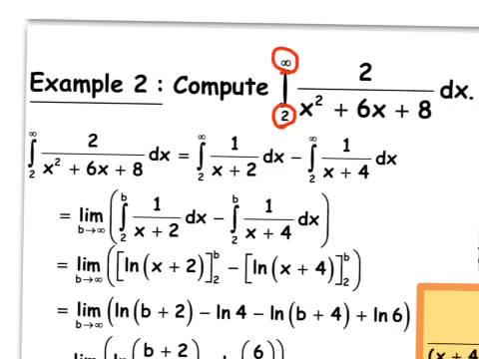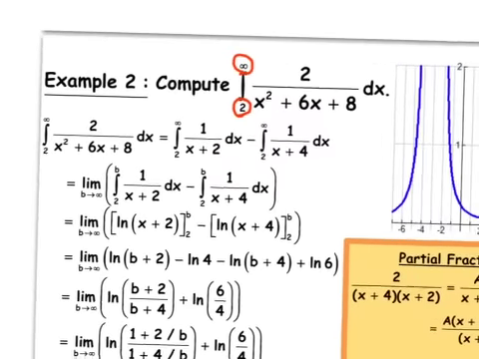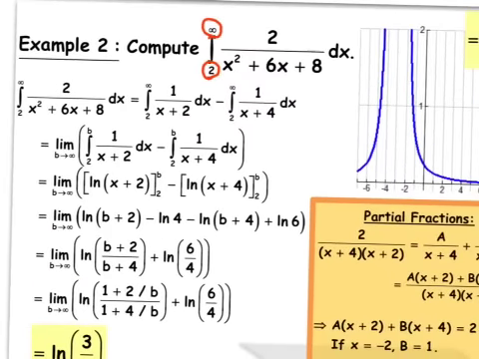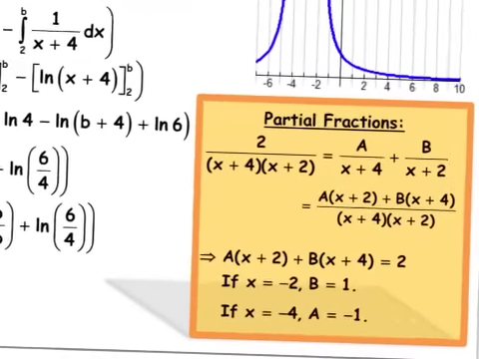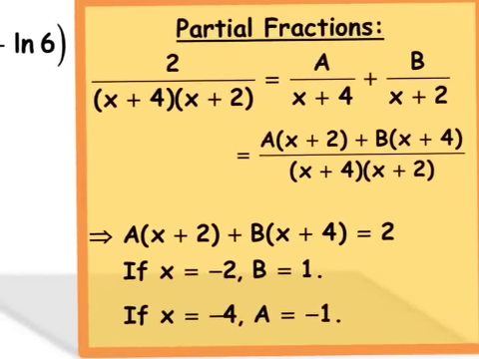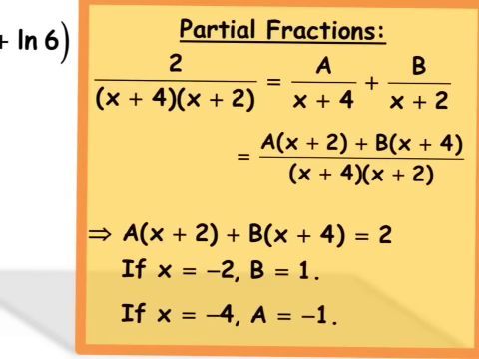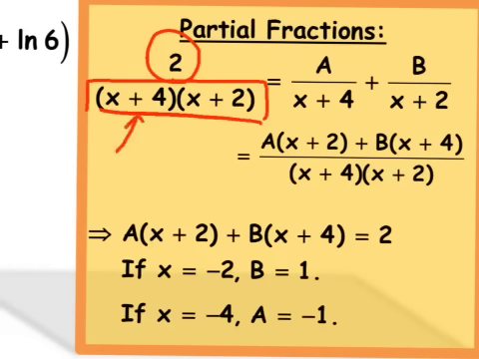Now for this particular problem, probably the best road to go down, before we worry about limits, before we worry about antiderivatives, before we do any of that new stuff, is let's just do partial fractions. So our integrand was 2 divided by x plus 4 times x plus 2. If you factor that denominator, x squared plus 6x plus 8 factors as x plus 4 times x plus 2.